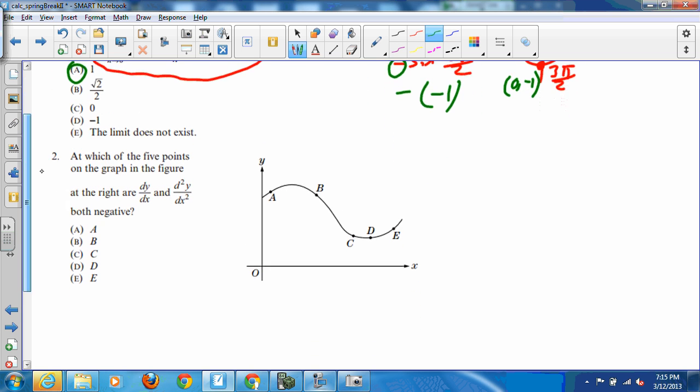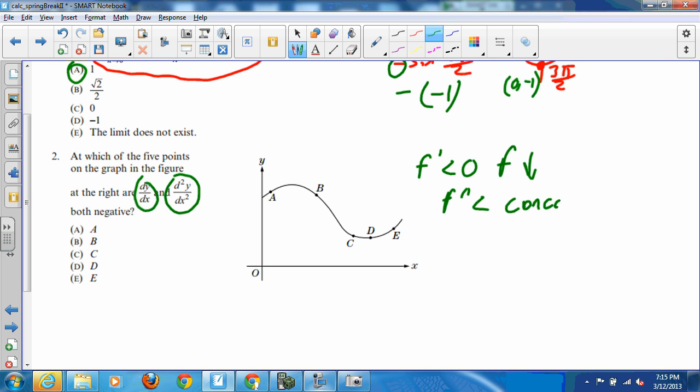Number 2, I give you a graph and they list 5 points, and they want to know when the derivative and the second derivative are negative. Alright, so this question's asking us, do we know what the first derivative means? When the first derivative is less than 0, the function is decreasing. When the second derivative is less than 0, it's concave down. Okay, so see, it's concave up here, concave down, so it's either A or B.